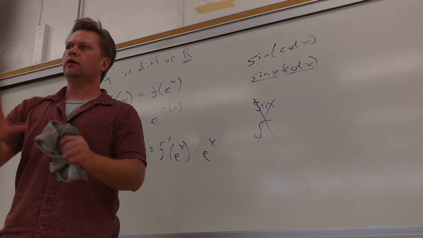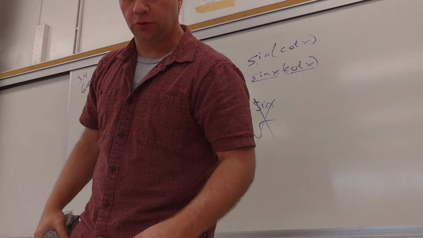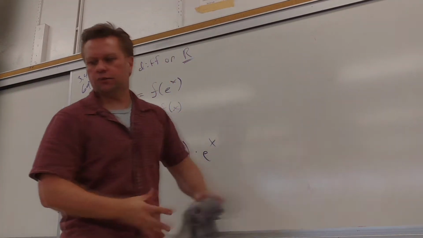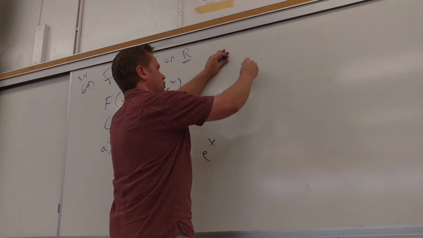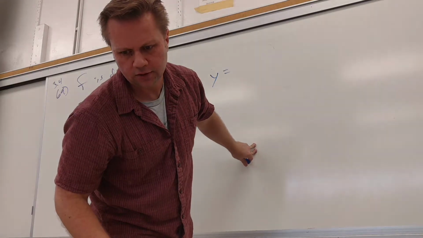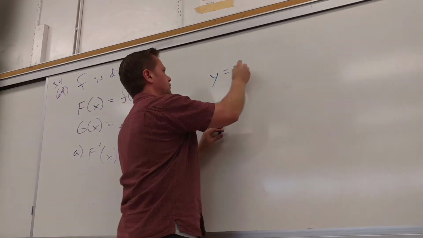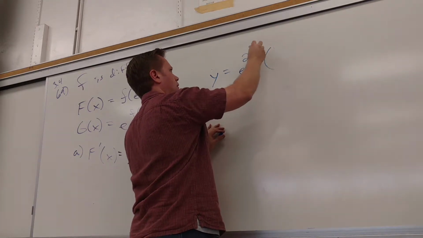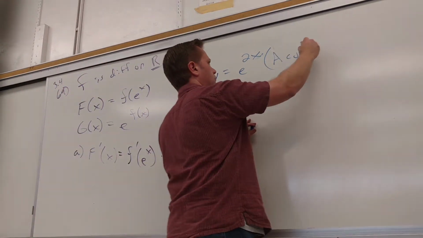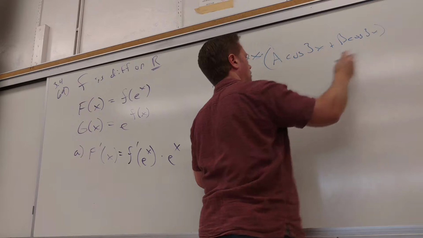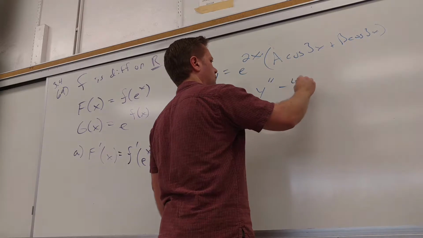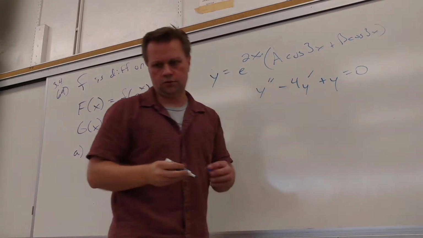Thankfully, it's not all this, but this is checking a solution to a differential equation. We're not going to learn differential equations, but they say, show that this is a solution to this: y double prime minus 4y prime plus y equals 0. That was such a long problem.